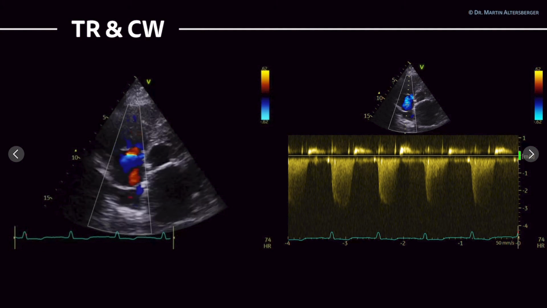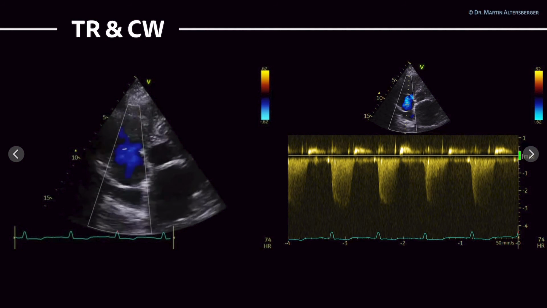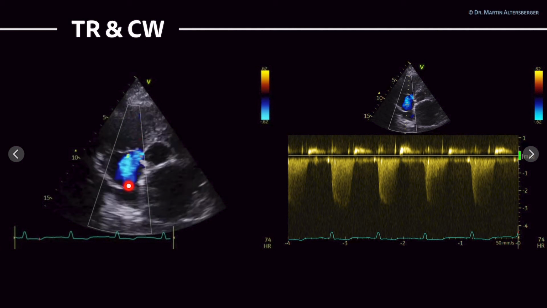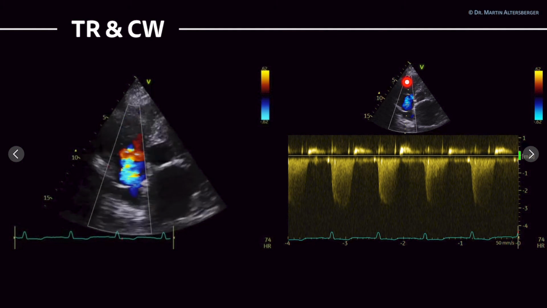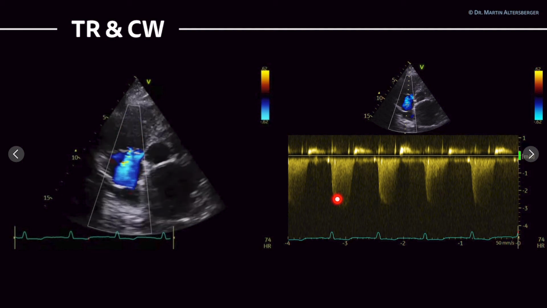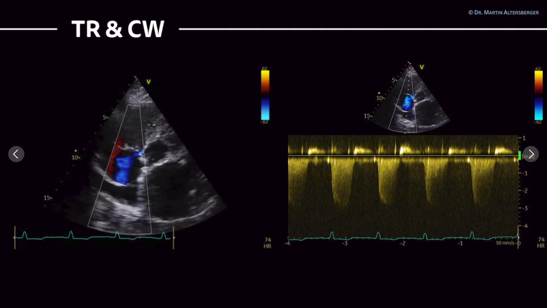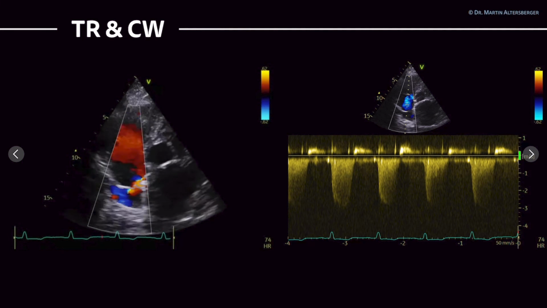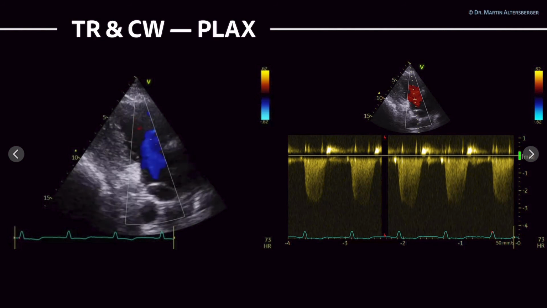Here we have the tricuspid regurgitation of a patient with amyloidosis. You do see it's definitely not just trivial, but here we have a really nice jet and a nice alignment of the continuous wave Doppler. And we do see that here the signal ends just around 3.1 meters per second. So this is resembling pulmonary hypertension, so a continuous wave Doppler signal above 2.8 meters per second.